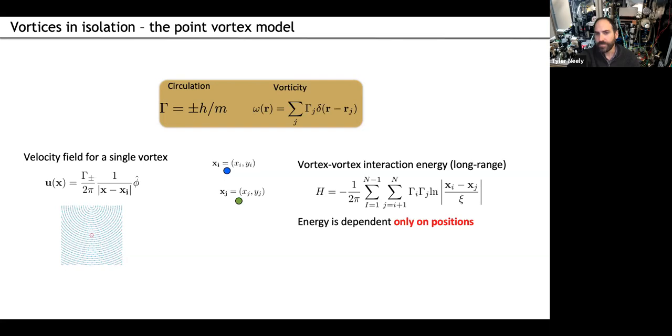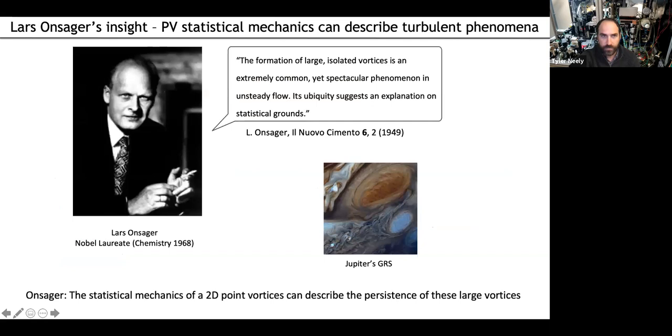Here, the energy is completely dependent on the positions of the vortices inside the system. This is just the vortex energy, of course. So this was the insight that Lars Onsager had, you know, more than 70 years ago, in thinking about point vortices and realizing that there's perhaps an explanation in the dynamics of point vortices to explain the appearance of large coherent vortices in effectively two-dimensional fluids.